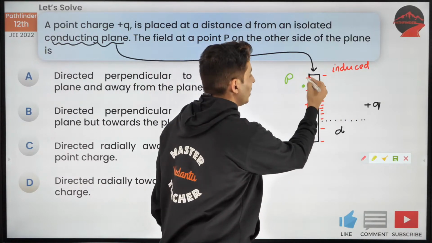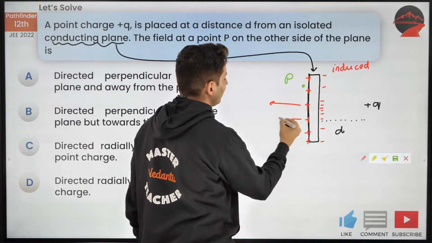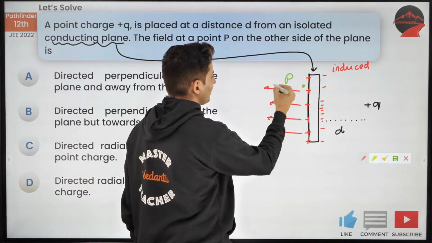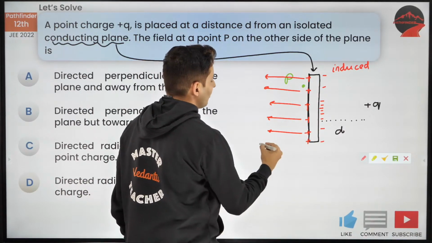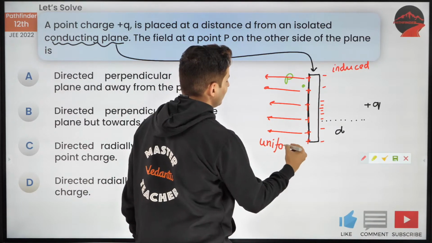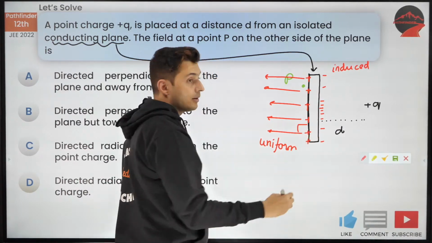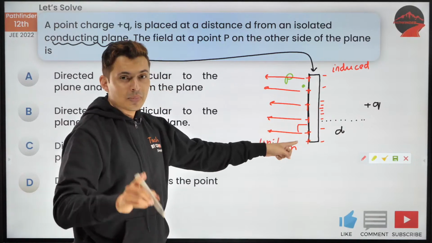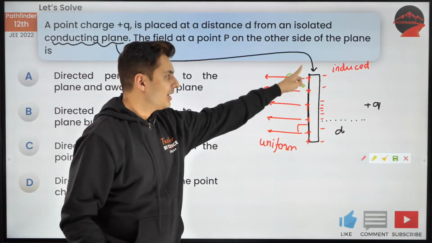So now, because of these positive charges, what will be the field? The field will be like this. Correct? What kind of field is this? Isn't this a uniform field? And isn't the field always perpendicular? Remember, the field is always perpendicular to the conducting surface.